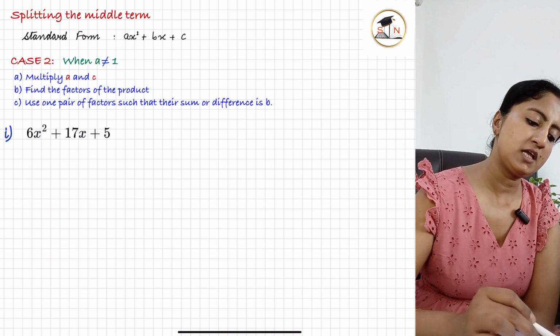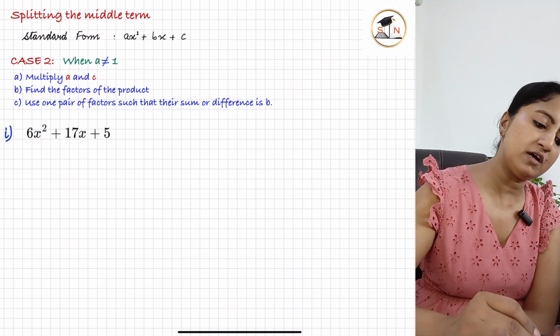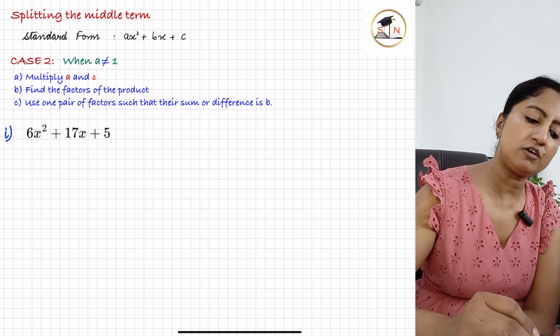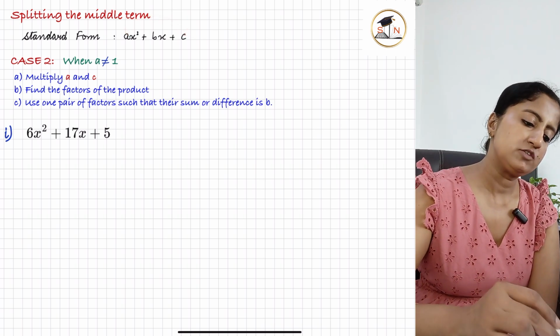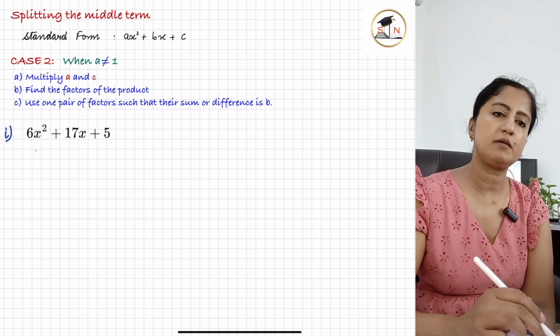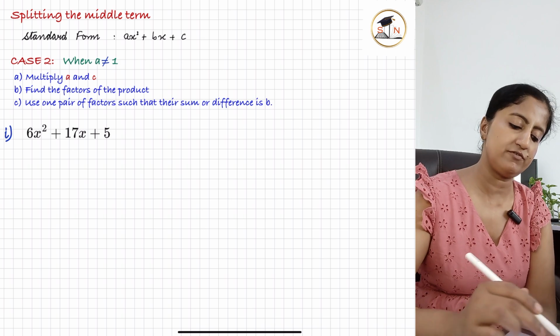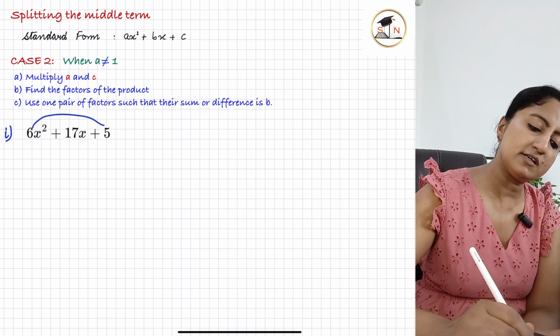The first step says multiply a and c. And when we say a and c, we are talking about the coefficient of x square times the constant. Okay. So let's start with the example I have written underneath. It says 6x square plus 17x plus 5. So we need to times a and c, right? So that gives us 30.